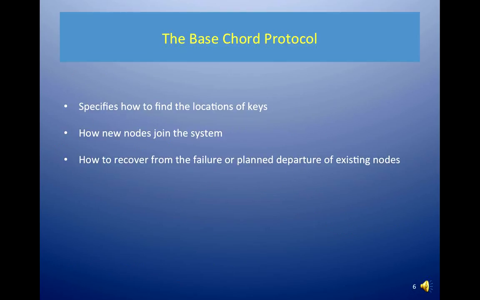The basic Chord protocol gives us a couple of things. The first thing is to map the key to a particular location. If I have the key "let it be", which location does this key map to? In that case it's N1. So it maps keys to locations. Now it has to accommodate nodes joining the system. If new nodes join the system, how can it accommodate that? And if a node fails or leaves intentionally, how will the Chord system accommodate that? So the Chord protocol satisfies these three important things.